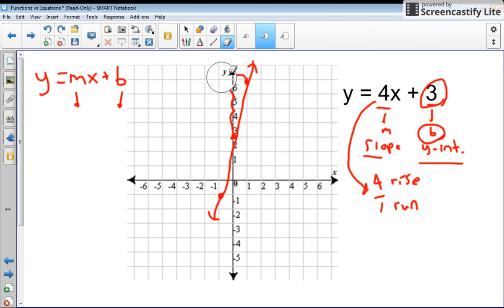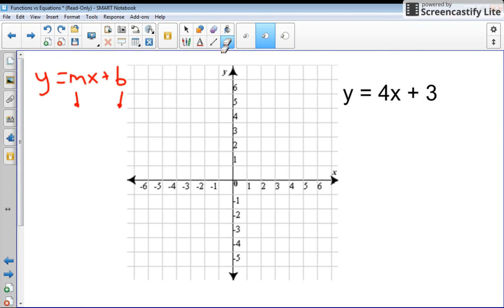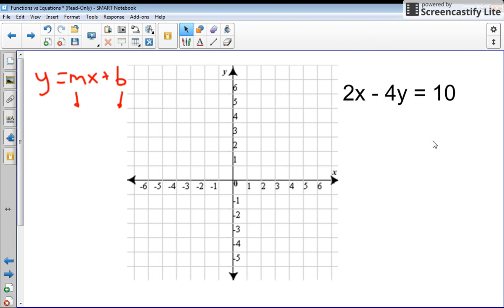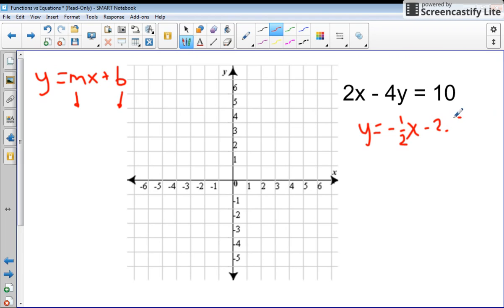Really, the only tricky part about this is if I were to give you an equation that's not in slope-intercept form. Maybe I give you something like 2x minus 4y equals 10. Well, in this situation, it's not evident what our slope and our y-intercept is, and you're going to have to figure out how one magically changes this into slope-intercept form, which I'm doing right now. This is actually the equation y equals 1/2 x minus 2.5.